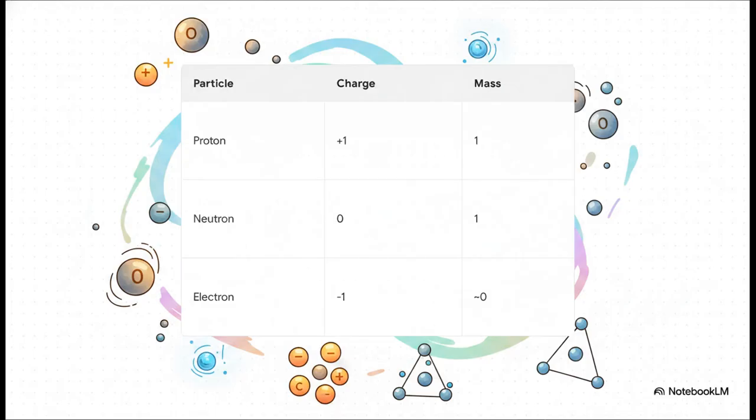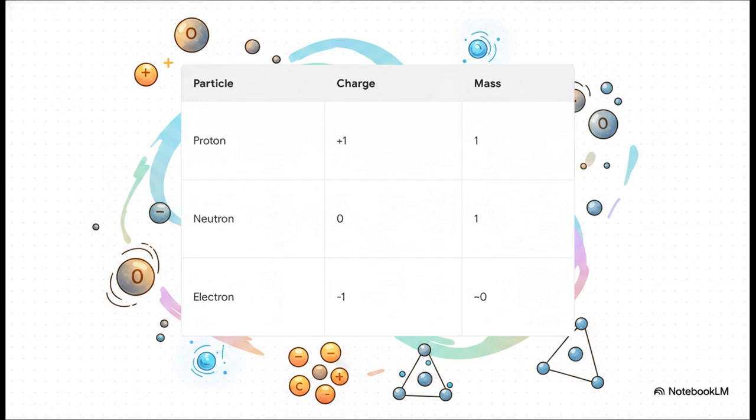Let's break those particles down a bit further, because this is where the absolute golden rule of chemistry comes into play. If you check out the mass column, protons and neutrons both have a relative mass of 1, while an electron's mass is basically 0. I mean, it's about 1/2000th of a proton.